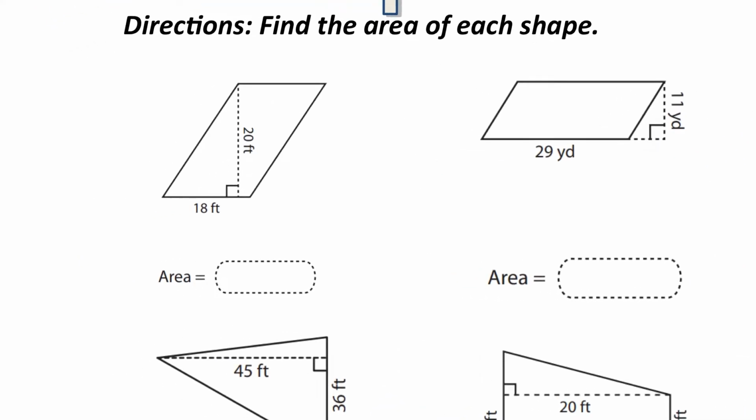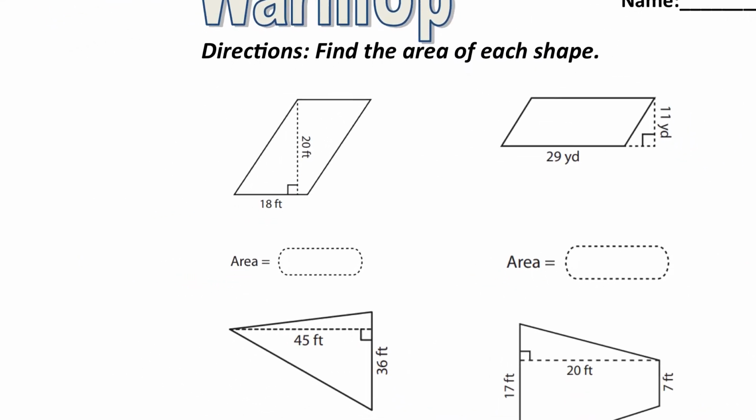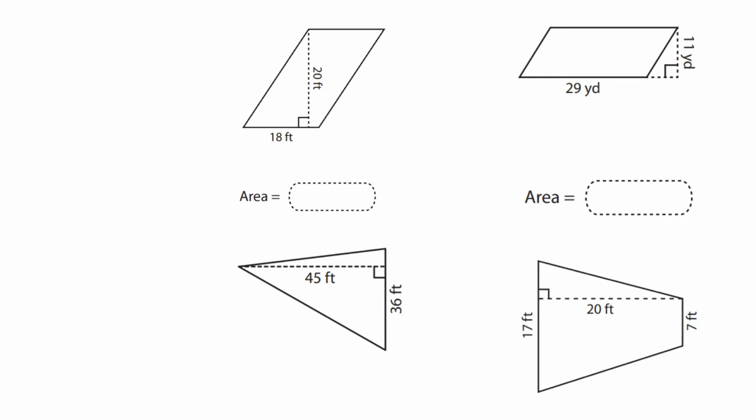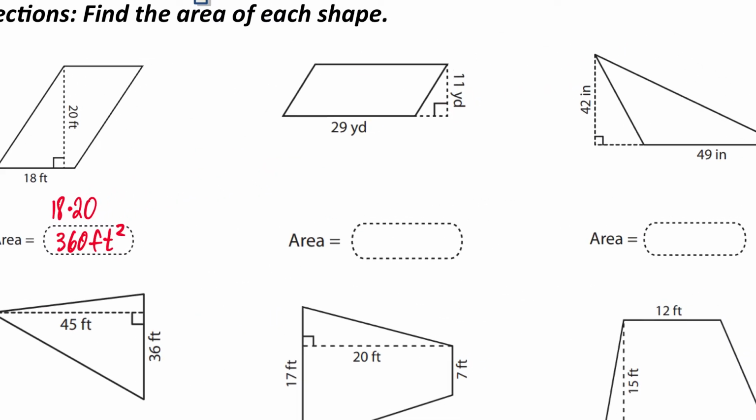Okay, so let's look at warm up. So on the first one, how do we find the area of that parallelogram? Just base times height. So 18 times 20 is what? 360. Yep, square feet. Okay, next one's a parallelogram also.